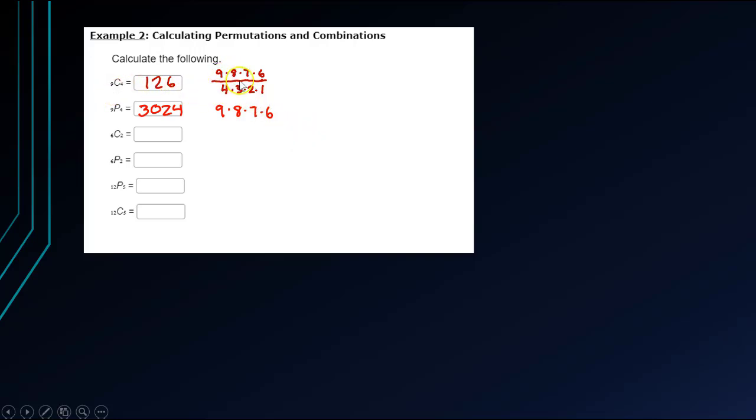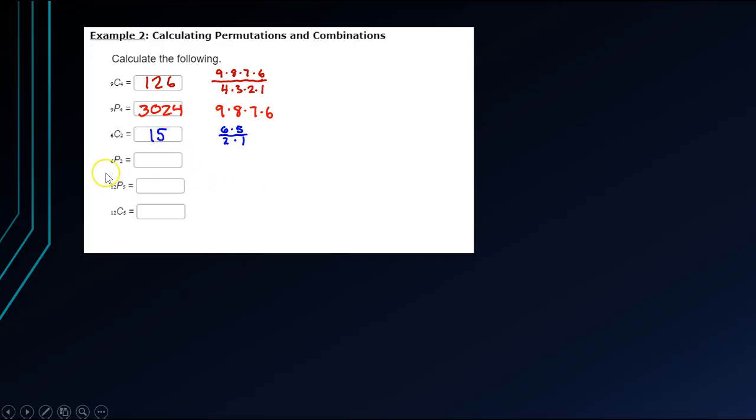The combination is the same thing on top, except I'm going to divide by this number's factorial, whatever that number is. So 4 times 3 times 2 times 1, that's why it's 126. So for this one here, I'm going to have 6 times 5 on top, and I'm going to have 2 times 1 on the bottom.